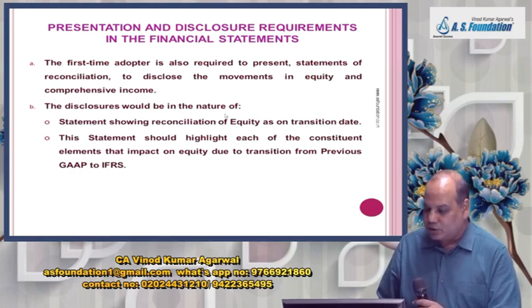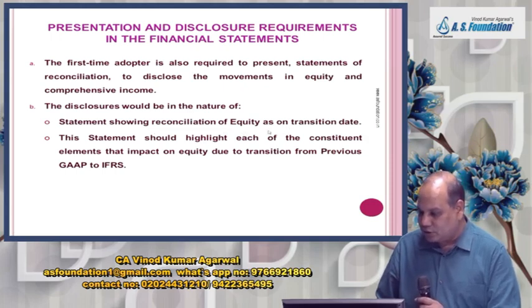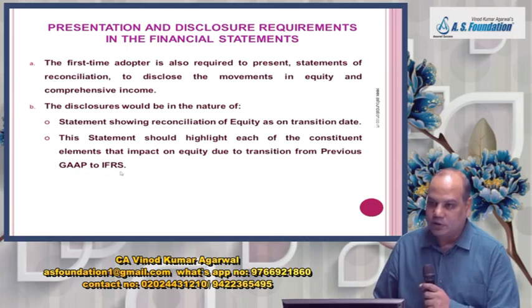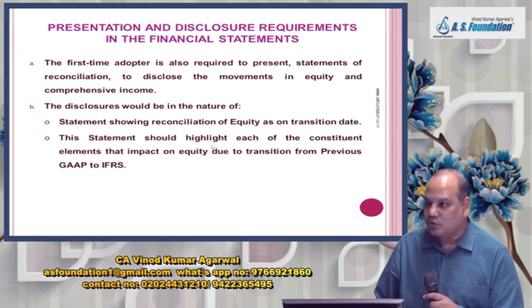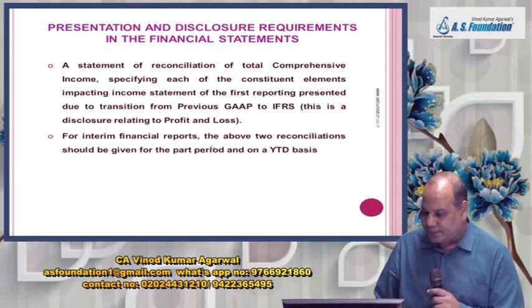The disclosure would be in the nature of a statement showing reconciliation of equity as on the transition date. The statement should highlight each of the constituent elements that impact equity due to transition from previous GAAP to IFRS. So all important adjustments should be properly highlighted. Highlighted means not the color, but disclosed properly, so that the users can understand better. A statement of reconciliation of total comprehensive income.